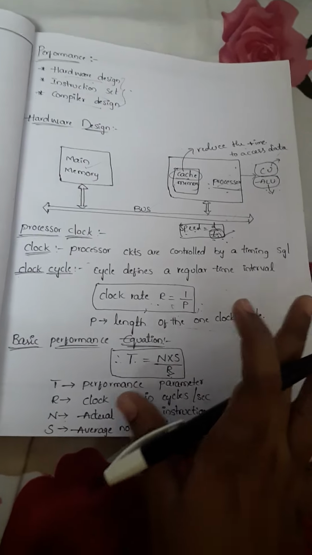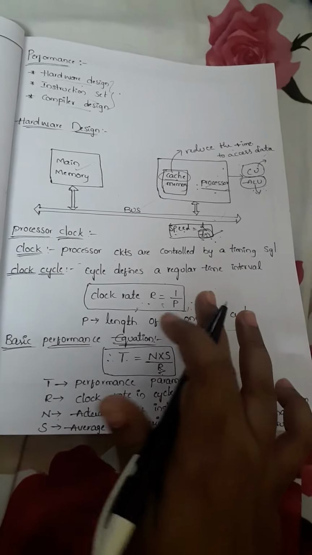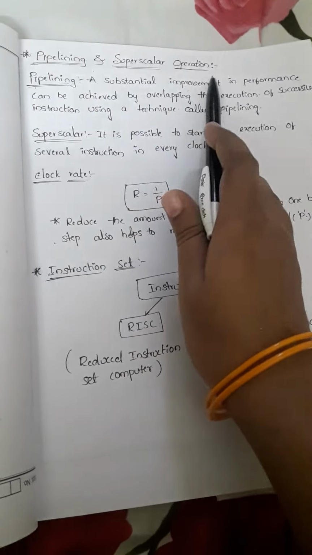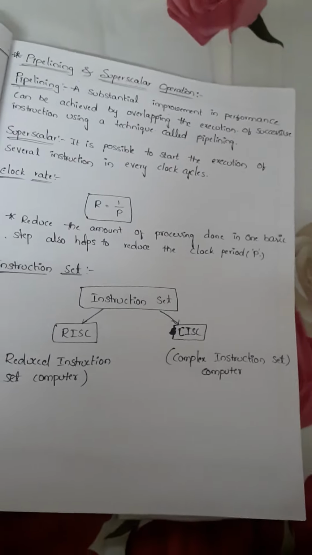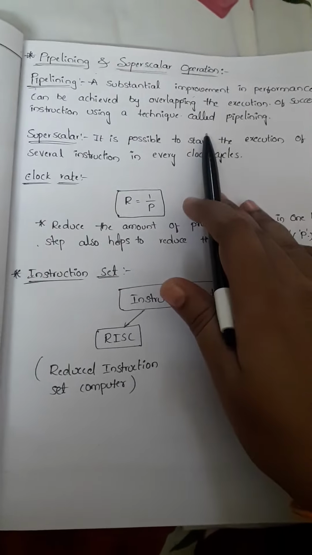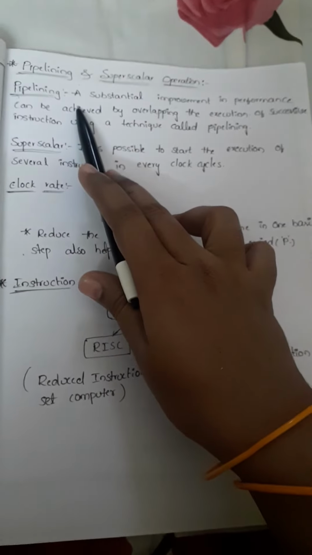So in this hardware design we have one more factor that we can see here. Those are pipelining and superscalar operation. It's very important for a short answer. So in hardware design we have pipelining and superscalar operation also for achieving better performance. First we'll go with the pipelining operation.